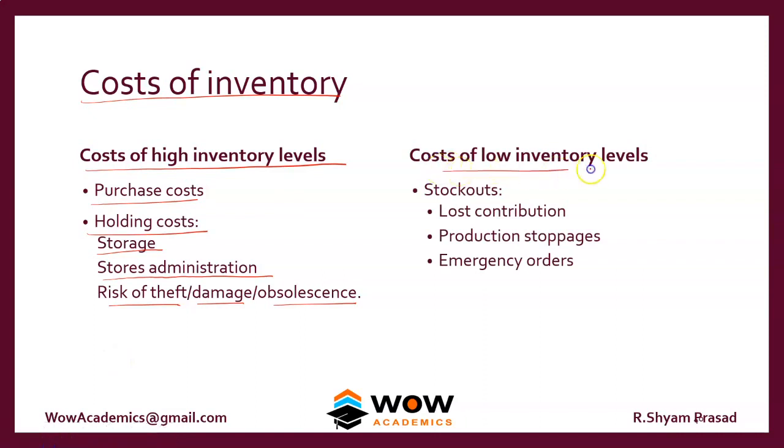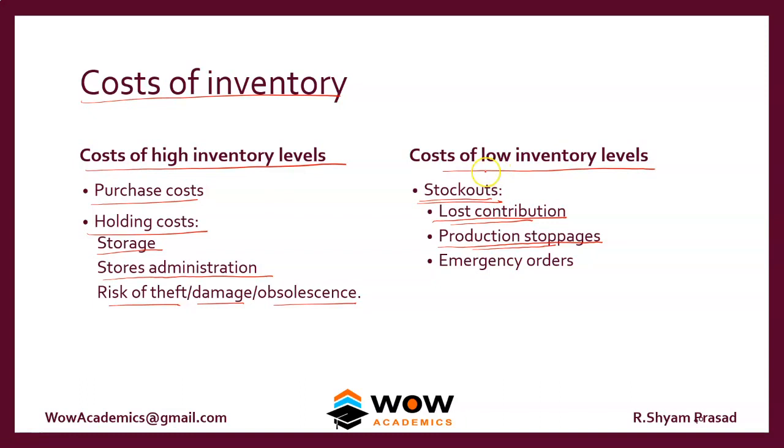If we have low levels of inventory, that would lead to stockouts. That is, we won't be able to sell goods when the customer asks. Because of this, we lose our income, that is lost contribution. If we don't have a sufficient amount of raw material inventory, then we have to stop production. For example, in a car manufacturing company, if they don't have the engine at all, then the entire production has to be stopped, because without the engine the car cannot be produced.